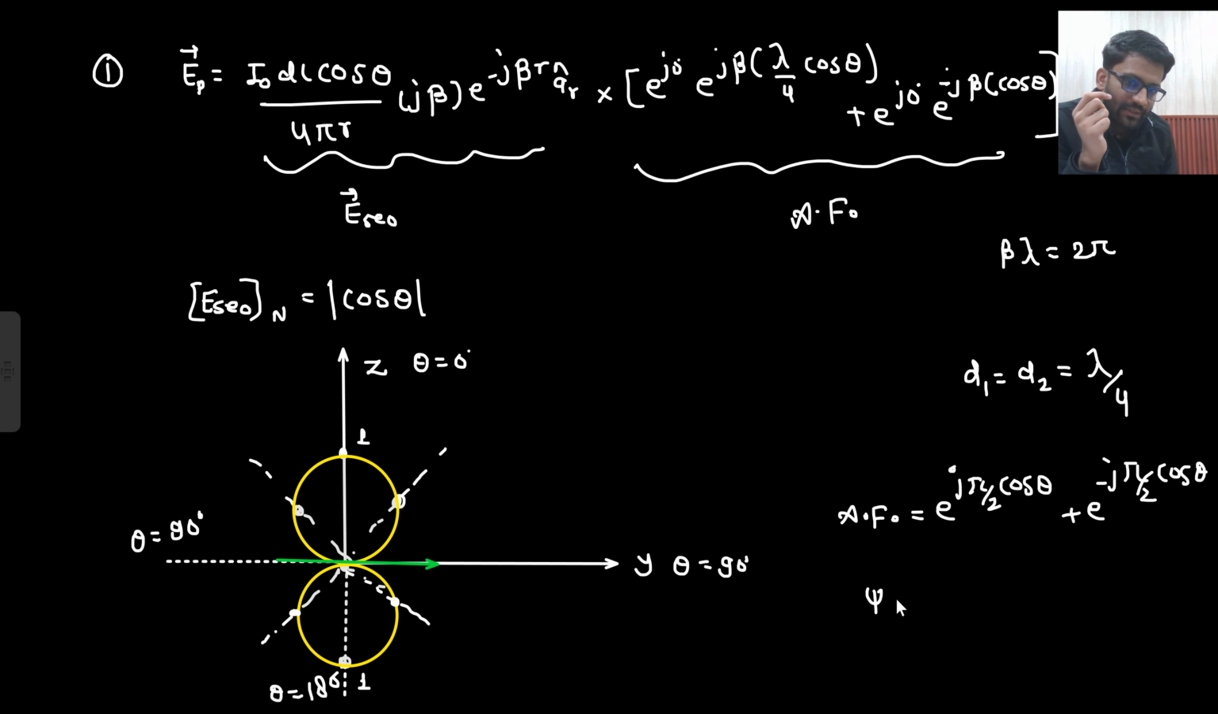So what is the phase difference? You can subtract from here to here, or from here to here also. I am subtracting from positive to negative. So the phase difference is pi cos theta. What is the phase difference? That is pi cos theta.